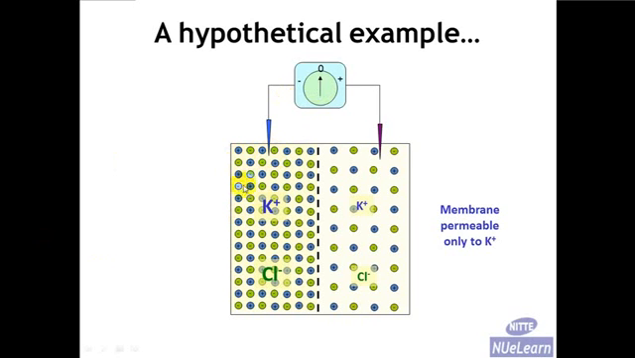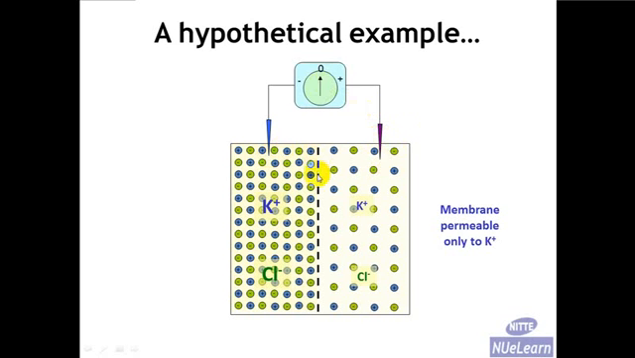Therefore, within a compartment there is electrical neutrality. Within this compartment too there is electrical neutrality. Though there are fewer potassium ions and fewer chloride ions, their numbers are almost exactly matched, and therefore there is electrical neutrality within this compartment. Therefore, the potential here would be the same as the potential here, and therefore the voltmeter would record a zero potential.